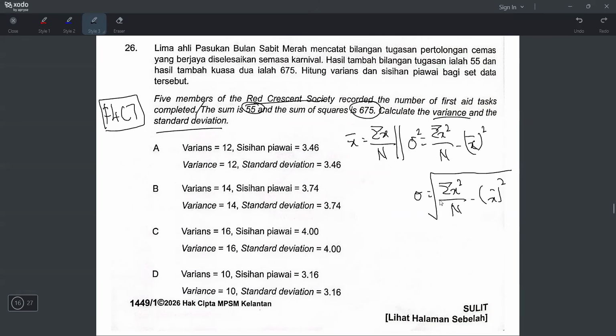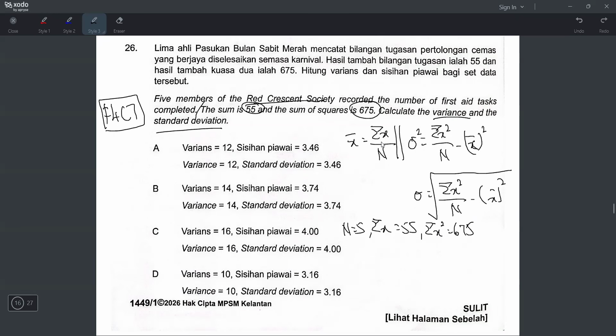Yeah. Okay, so 5 members, that means n is 5. And then the sum is 55. This data is the number of tasks completed. So the sum of all the data is 55. And then sum of squares is 675. So we need all this. Calculate the variance and standard deviation.